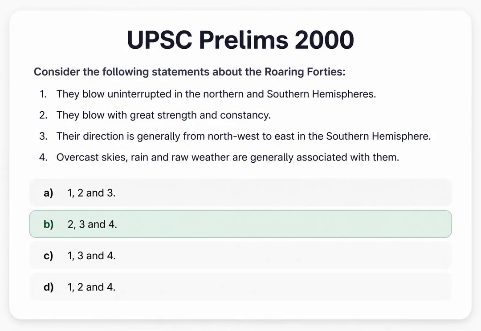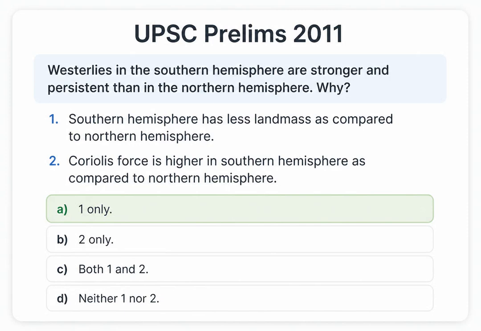Let's look at a past exam question about the roaring 40s. Statement 1 claims they blow uninterrupted in both hemispheres, which we know is false. They are interrupted by land in the north. Statement 2 is true, they are strong and constant. Statement 3 is true, blowing northwest to east in the south. Statement 4 is also true, as westerlies bring wet, raw weather. Therefore, the correct answer is B. Here is another question, this one from 2011.